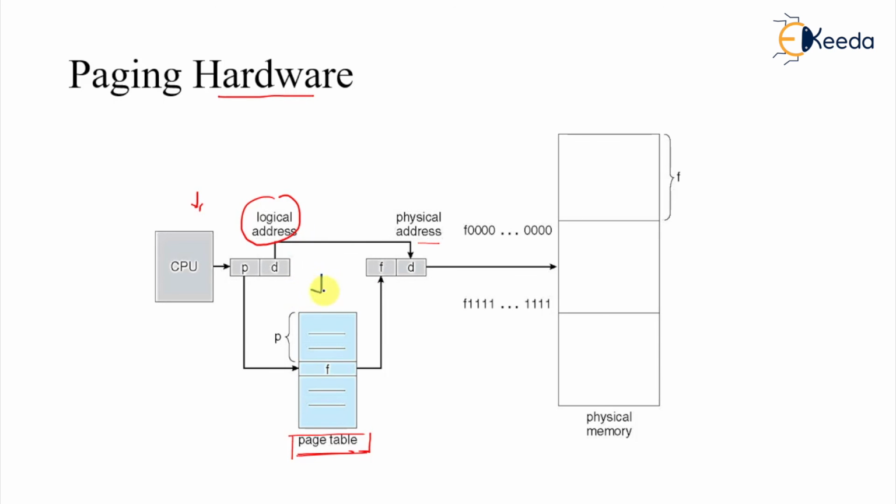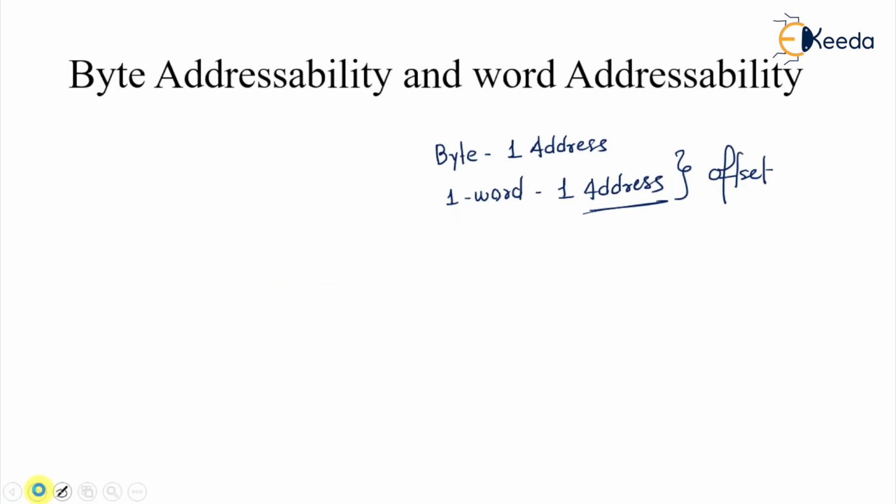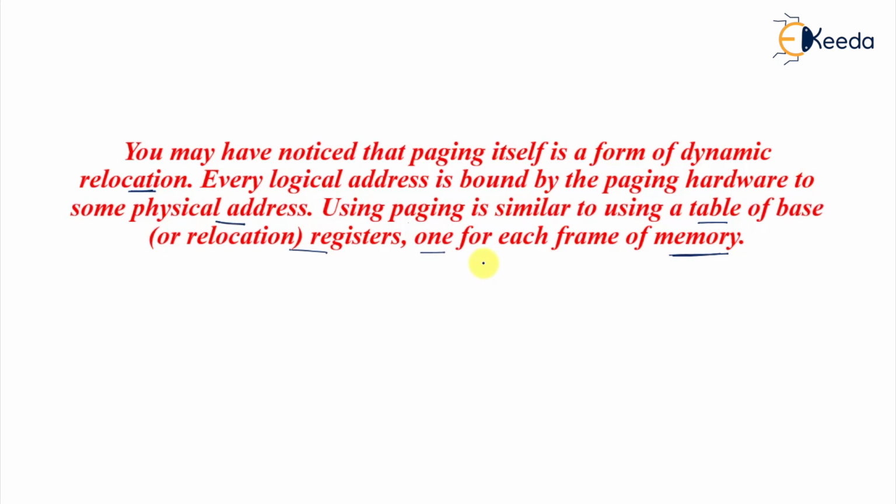And what I haven't told you in this case is the page table. Somehow this will go to this, and F will be added here. So what is this page table? The page table is nothing but the base addresses of the frames. That is the comment it is making, that it is entirely dynamic relocation, that you can relocate it dynamically based on availability. You can relocate anywhere in memory, and using paging is similar to a table of base addresses. This is a very important point.